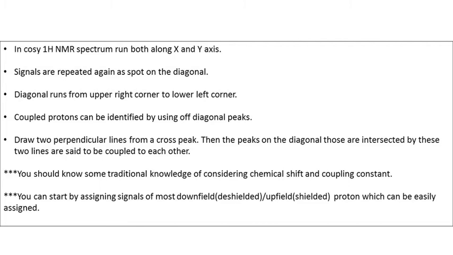For that, you have to draw two perpendicular lines from a cross peak. Then the peaks on the diagonal that are intersected by these two lines are said to be coupled to each other. So, let us start to understand COSY spectroscopy by using an example.